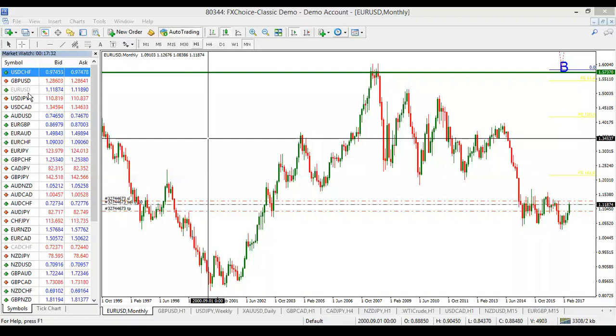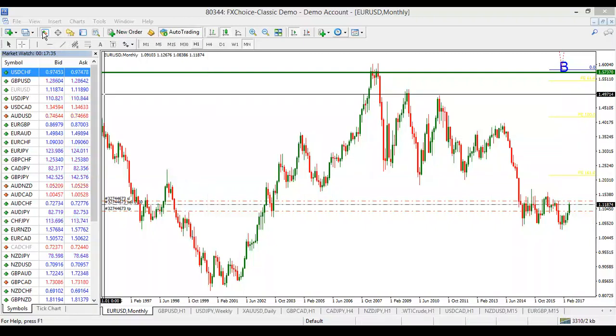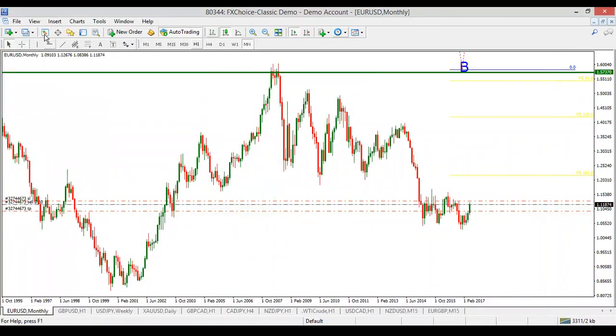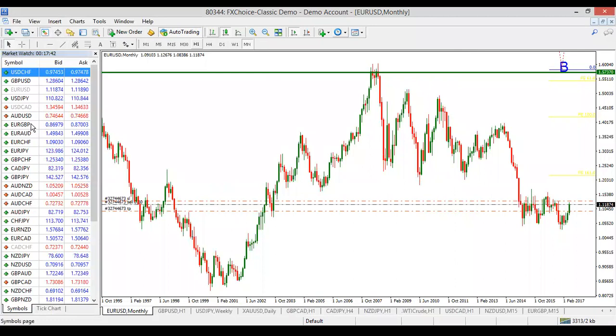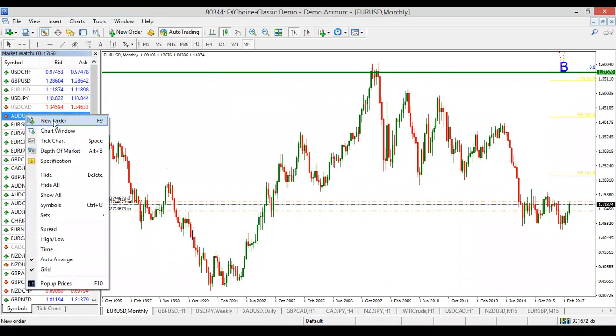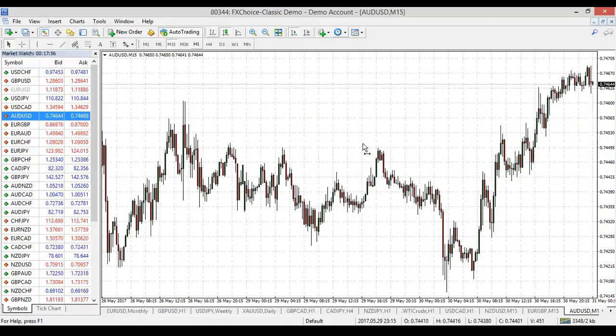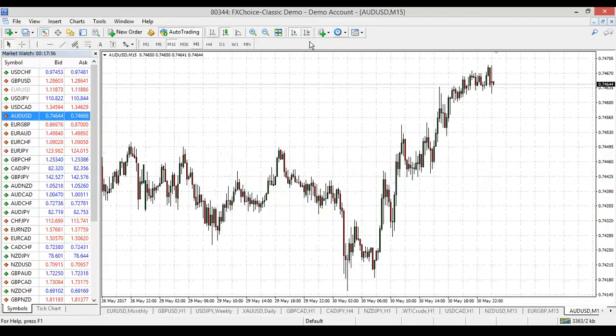So when you come to Market Watch, you can actually add any chart you want. We bring out the Market Watch. I want to add Australian USD. I click here, it highlights. I now right click on it. Number one is new order. Number two is chart window. If I click chart window, it loads AUD here. Have you seen it? Okay. It has loaded. That is how simple it is.